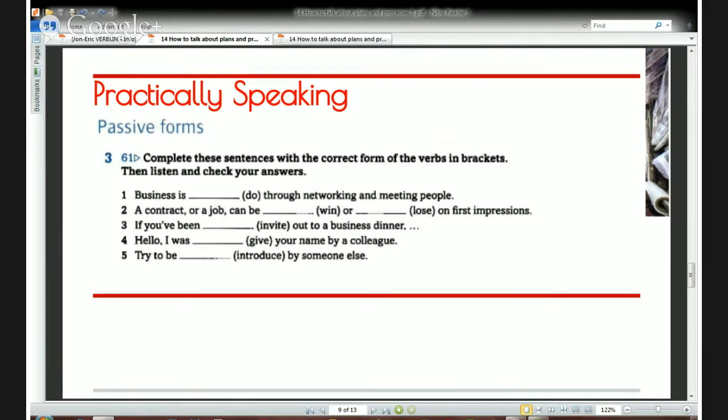This is very useful when you're talking about business processes. So let's go around the room and take one of these. Let's each take one. Let's start with Anton. Business is blank, and you have to conjugate the verb do through networking and meeting people. So this is all taken directly from the little speech you just heard. What do you think? Remember when I said good morning and thanks for coming today? Today I'd like to talk about how, and then you see this sentence is what followed.